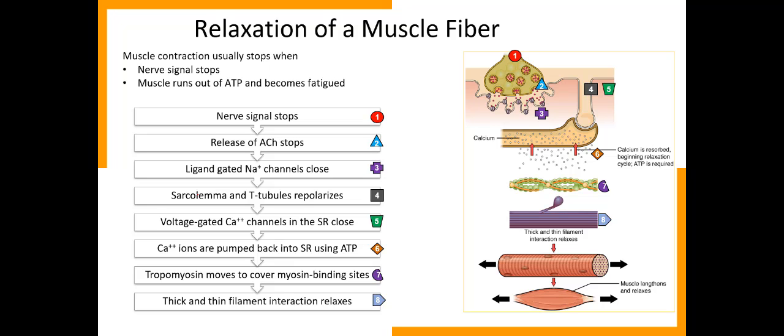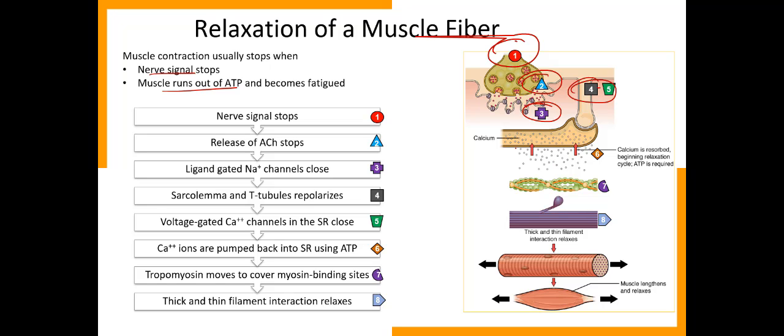At some point, the muscle fiber has to relax, and the muscle fiber relaxes when there is no more nerve signal coming down the nerve, or the muscle runs out of ATP, no more energy, and becomes tired. So the sequence is that the nerve signal stops, ATP is no longer released. When ATP is no longer released, the ligand-gated sodium ion channels close up, right? And then the membrane potential goes back to normal, becomes repolarized.